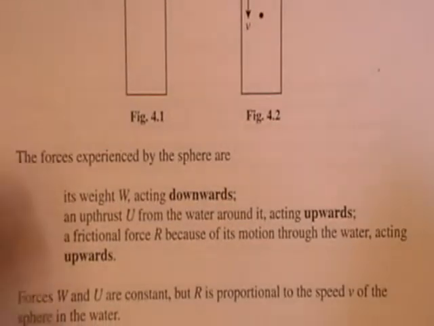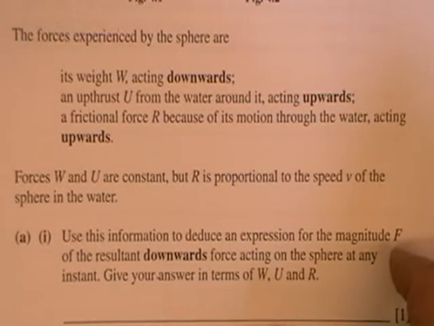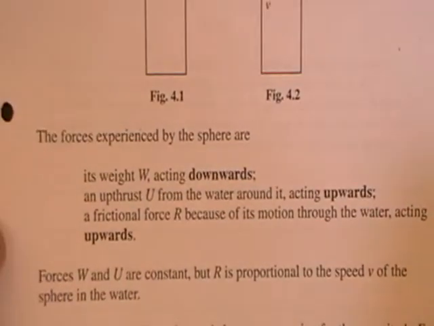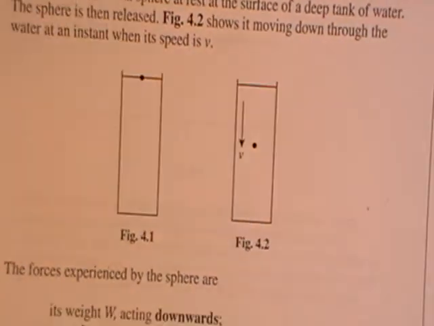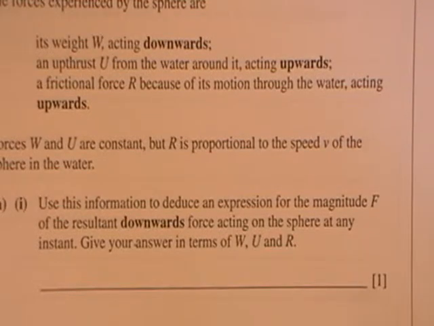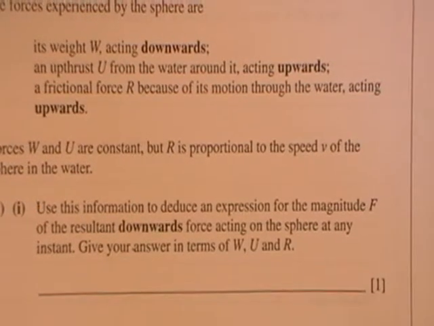The forces experienced by the sphere are its weight, which acts downwards, an upthrust u from the water around it acting upwards, and a frictional force r because of its motion through the water acting upwards. Forces w and u are constant, but r is proportional to the speed v of the sphere in the water. So r is going to increase the quicker that the metal sphere is moving. Use this information to deduce an expression for the magnitude f of the resultant downward force acting on the sphere at any instant. Give your answer in terms of w, u and r.